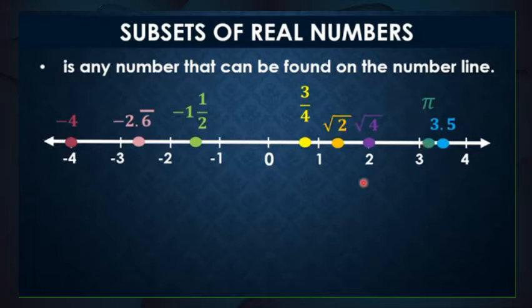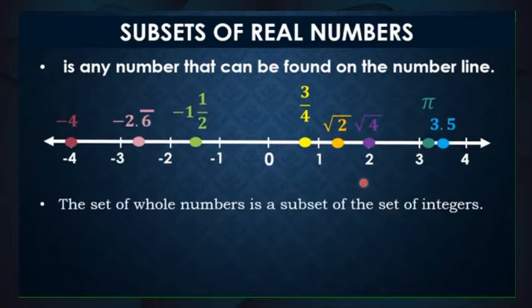Okay? So, what are the facts or concepts about real numbers? So, let's take it one by one. So, the set of whole numbers is a subset of the set of integers. So, this is true. Why? Because yung whole numbers can be found in the set of integers. Pag sinabing subset, makikita mo siya doon. So, si whole numbers, nakikita natin siya sa set of integers. Tama? So, this is true.